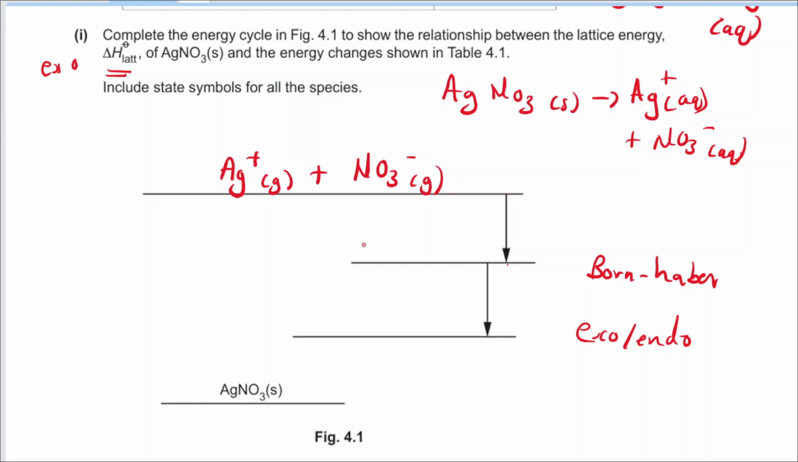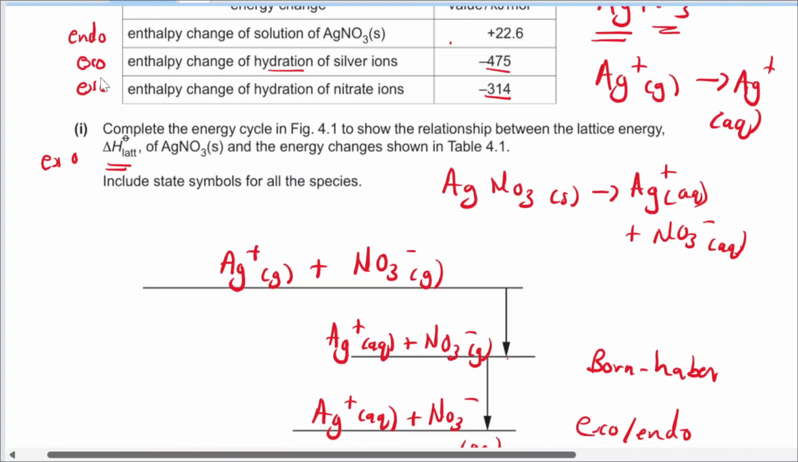So you can go with either of them. Let's say I take this one. So this is Ag+ aqueous plus NO3- still gas, because this is just the hydration of Ag+. Then we can do the hydration of NO3-, so it becomes Ag+ aqueous plus NO3- aqueous. So we are done with two of these, the exothermic ones.